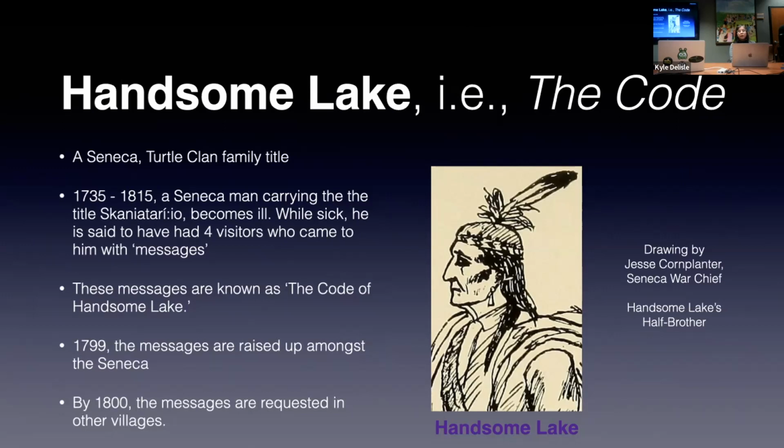But I'm the type of person, like John Arthur Gibson, I don't like anyone telling me what to do. I don't like anyone telling me what I'm supposed to think. And I always got to find out for myself. So I traveled the Confederacy, and I went to where this happened. In 1735 to 1815, a Seneca man carrying the title Skanya Dario at Tonawanda becomes ill. So this is the actual Seneca man from Tonawanda before John Arthur Gibson, who carried that title. So he gets sick, and I'm not going to get into all the reasons why, but he's sick as a dog. He's going to die. And he is said to have had four visitors who came to him with messages. So these messages are known as the Code of Handsome Lake.